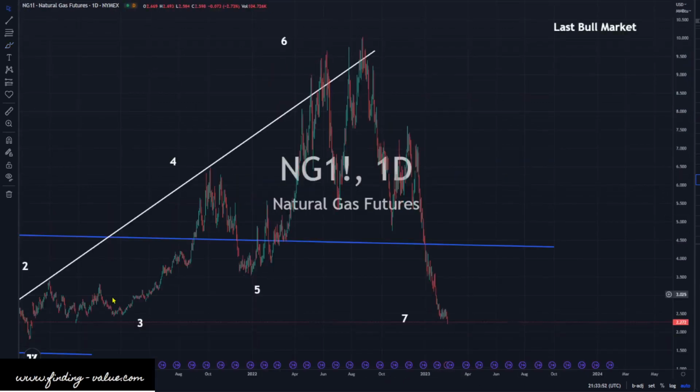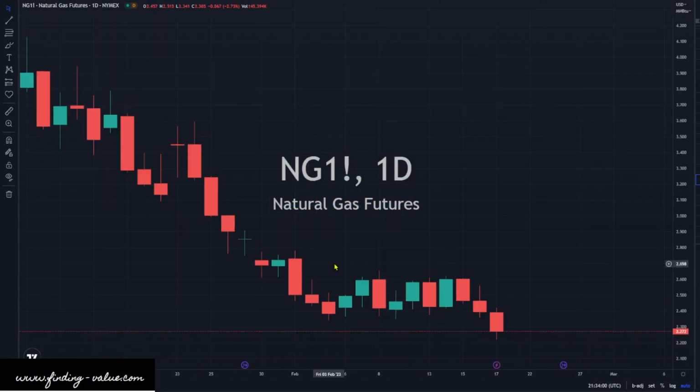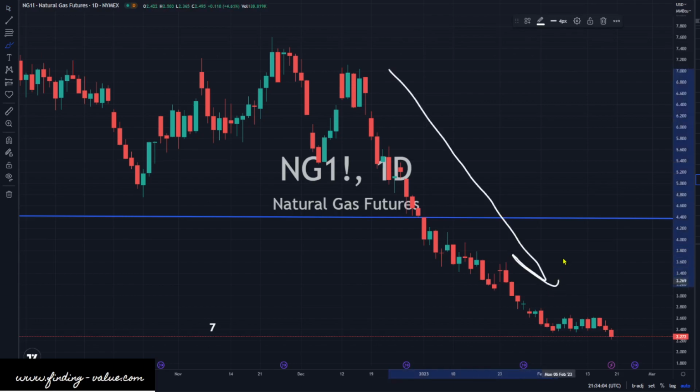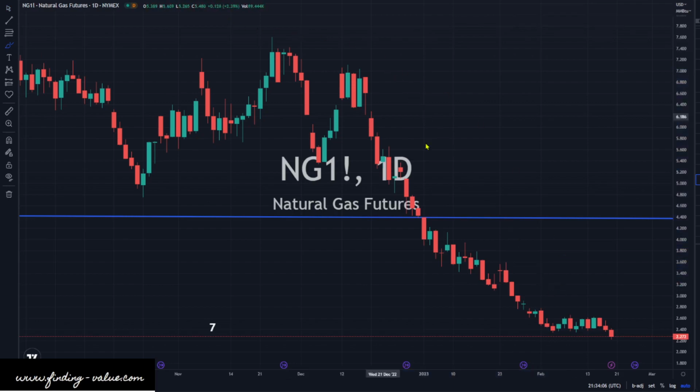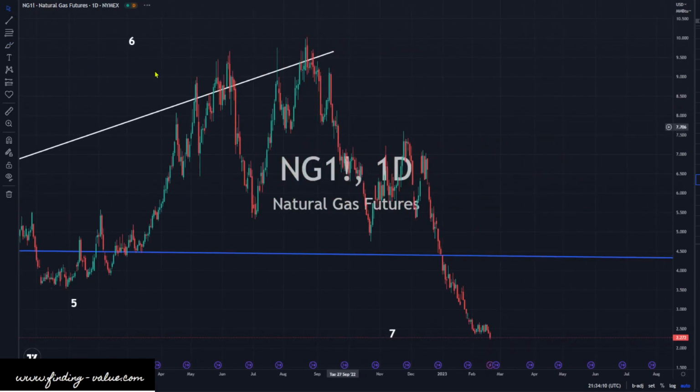Natural gas heading lower as well. This may actually have another leg lower, or we're just kind of bopping out to the downside. There's a lot of momentum behind this move here. We dropped massively. So what happens is, people talk about dead cat bounces and stuff like that.